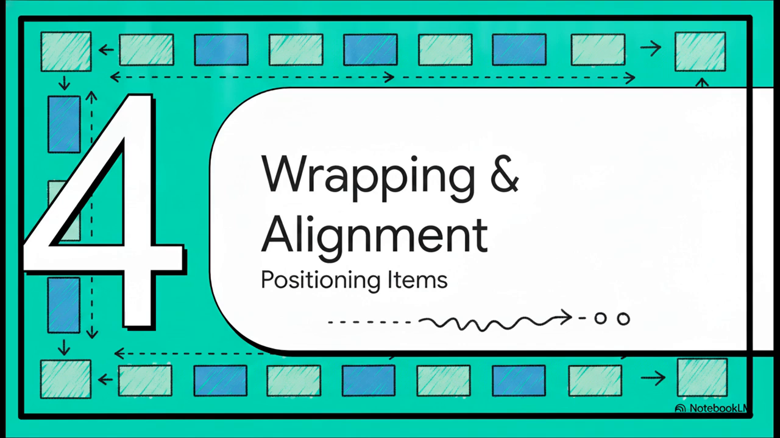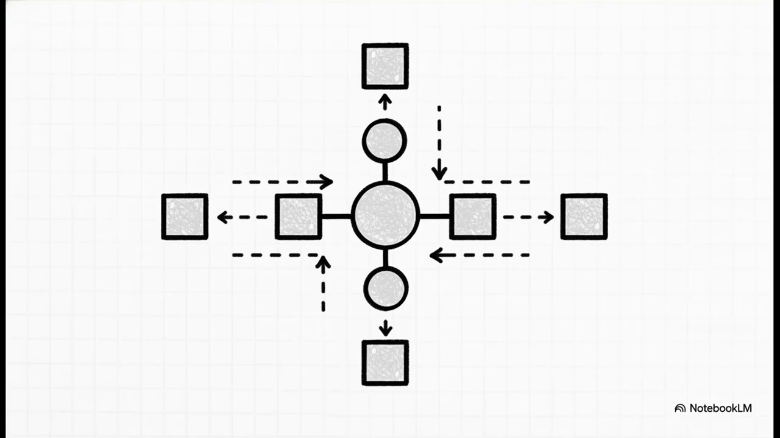Section 4. Wrapping and Alignment. Okay, this is the fun phase where we actually get to position our items. Let's re-anchor ourselves to those axes concepts we talked about earlier. Justify content is your go-to tool for aligning items and distributing any leftover free space along the main axis. Conversely, align items handles the positioning along the perpendicular cross-axis. Keeping these two distinct in your mind is completely critical for keeping your items exactly where you want them.